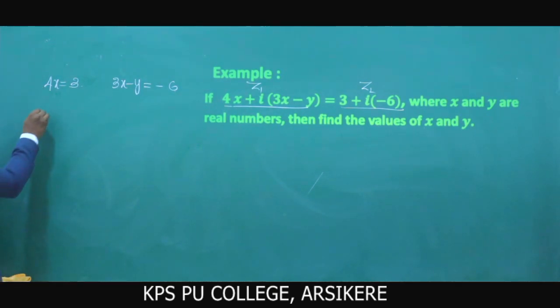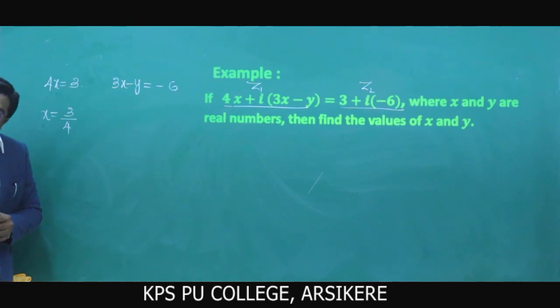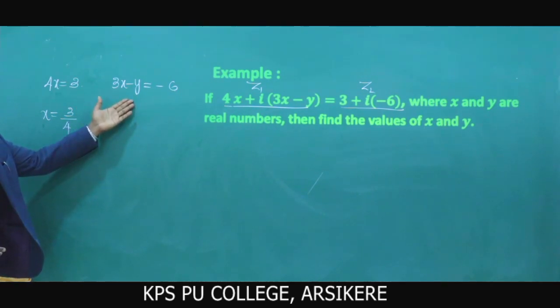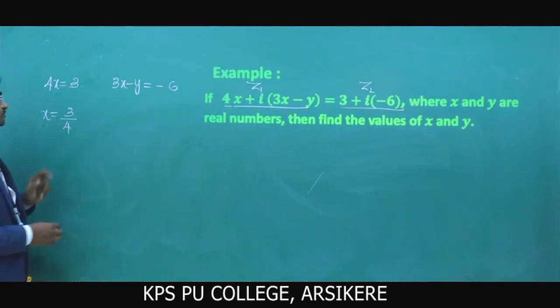So what about x? x is equal to 3 divided by 4. Take 4 to the right hand side, we are left with 3 divided by 4. Therefore the value of x is 3 divided by 4. We got the x value, sir, then how to find the value of y? Just substitute here, wherever x is there, I will substitute 3 by 4.